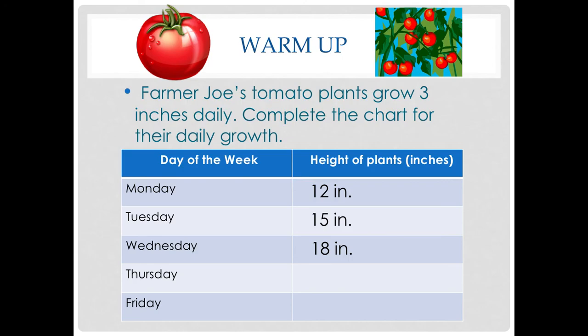All right, so if you paused, you should say that 18 plus 3, 18, 19, 20, 21, on Thursday, his plant would be 21 inches. And then if you add 3 more to that, 21, 22, 23, 24, on Friday, his plant would be 24 inches. You are skip counting by 3s, starting at the number 12.